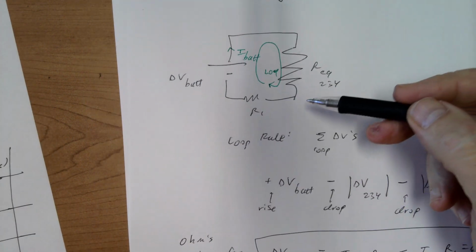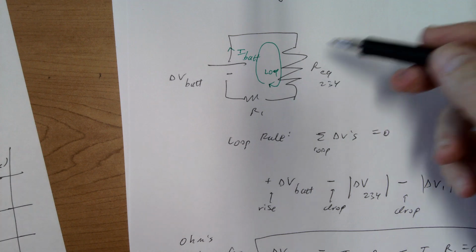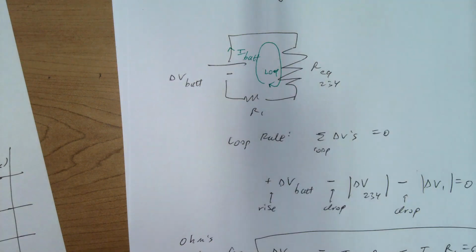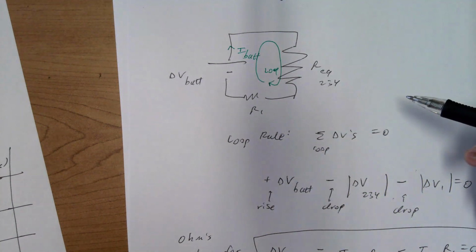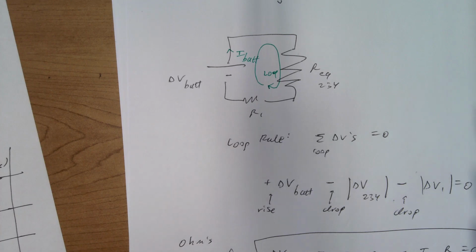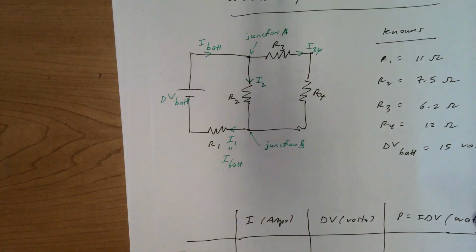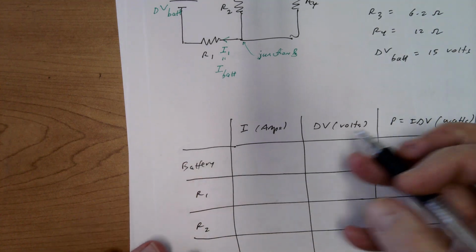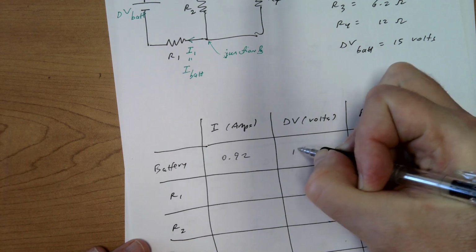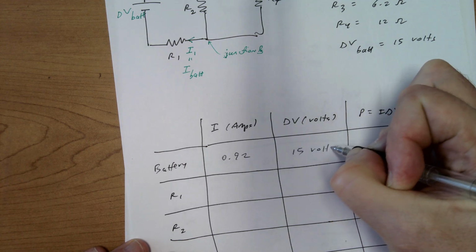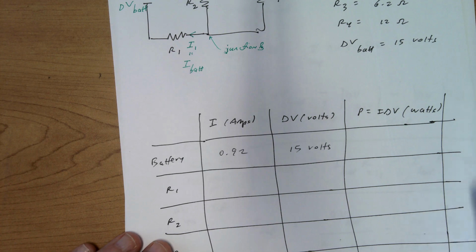So in my equivalent circuit, the I bat in that circuit is the same as the I bat in my original circuit, because they are equivalent. Alright, so here's my original circuit. For the battery, I now know the current is 0.92 amps. The delta V bat was given, that was 15 volts.